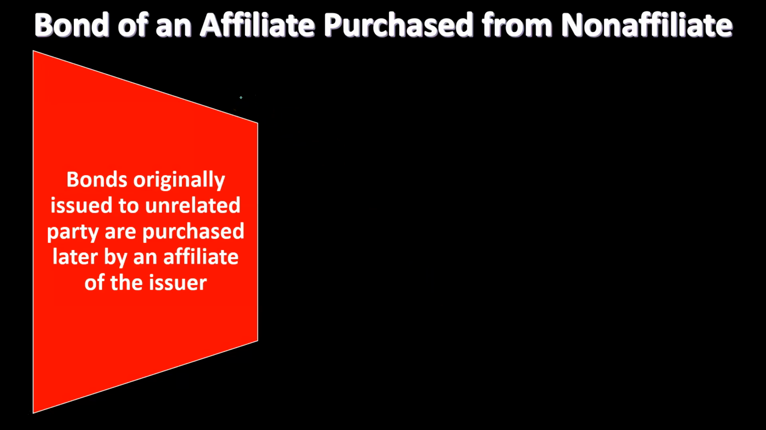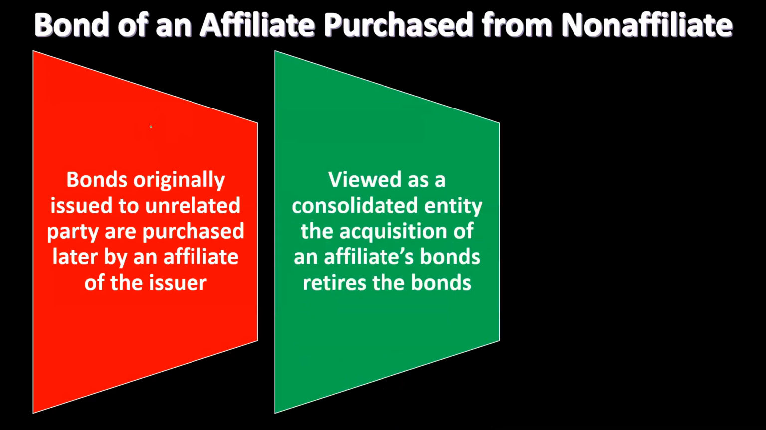Bond of an affiliate purchased from a non-affiliate. So now we have the bond that was issued from one party to a third party, the more complex situation, and then an affiliate came along and purchased it from the third party. So someone purchased the bond of an affiliate from a non-affiliate. It wasn't issued directly from affiliate to affiliate. It was purchased from a non-affiliate. So, okay, bonds originally issued to an unrelated party are purchased later by an affiliate of the issuer. So that's going to be the more complex situation.